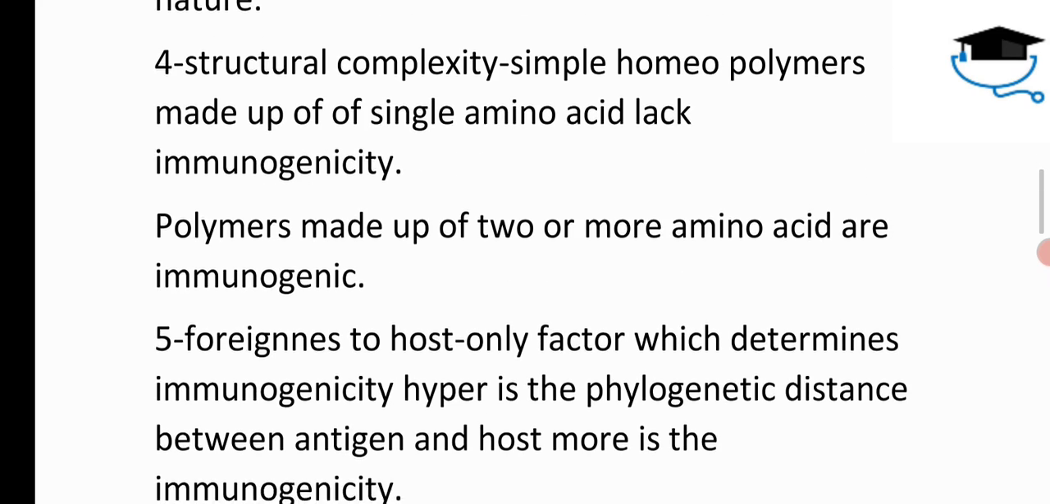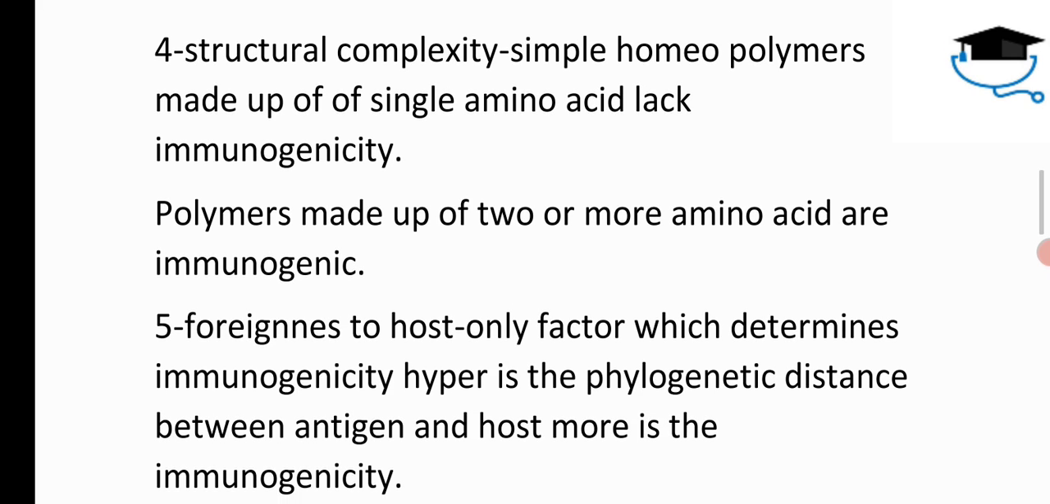Fourth one is the structural complexity. Simple homopolymers made up of a single amino acid lack immunogenicity. That means the antigens which are homopolymers made up of a single amino acid do not have immunogenicity, and the polymer antigens which are made up of two or more amino acids are very immunogenic in nature.